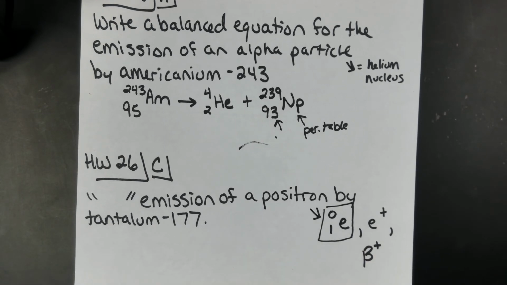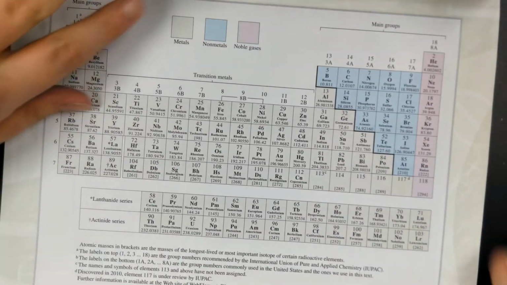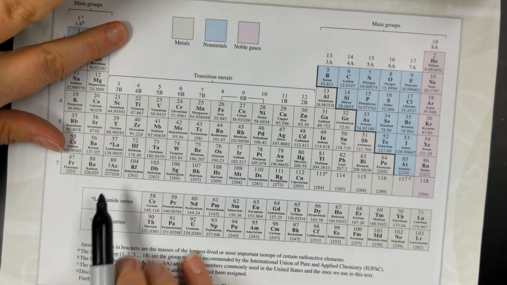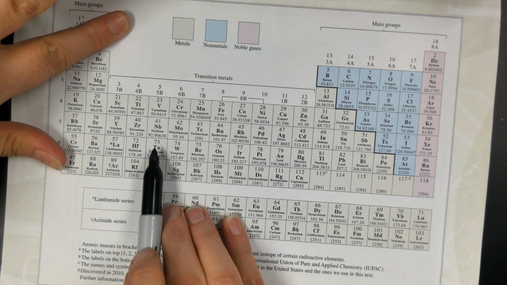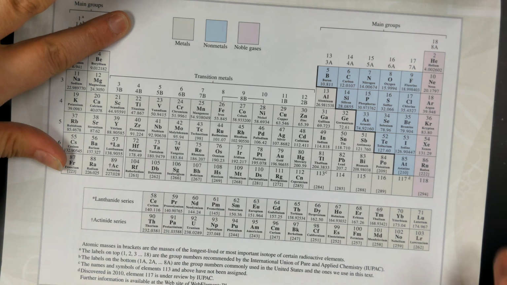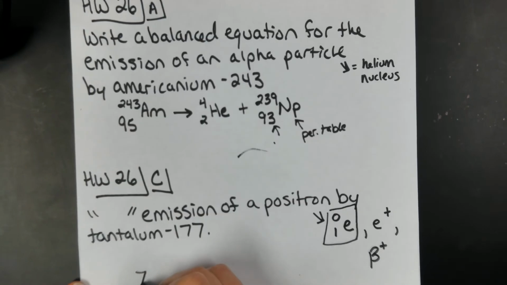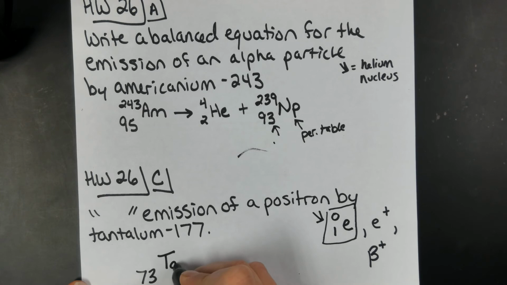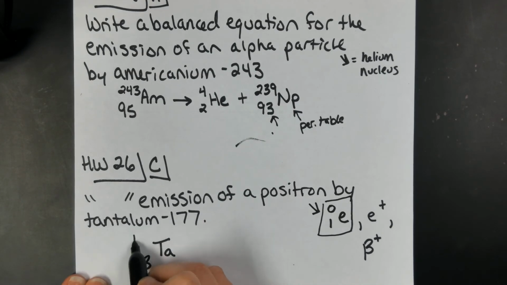So, tantalum, 177. I need to look up not only the chemical symbol of tantalum, but also the number of protons, correct? So let's find that. Here she is. 73 protons, and the symbol is Ta, capital T, lowercase a. So how do I write that here? 73 protons, Ta, and what is the mass number? 177, and that goes up here.